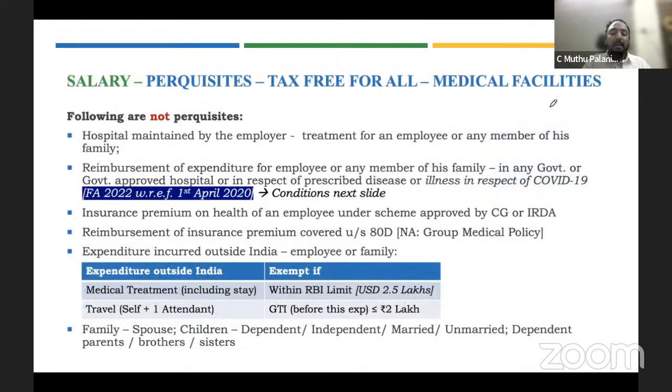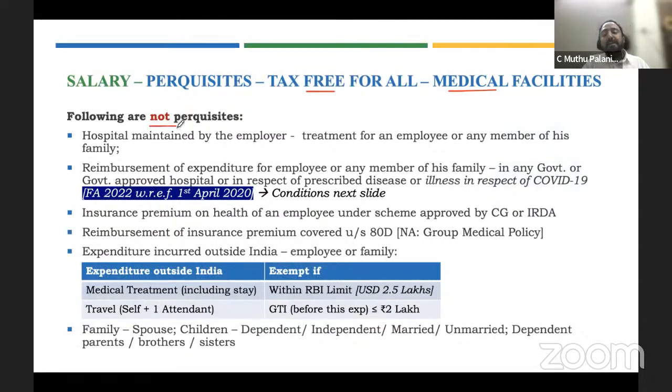The next thing, medical facility. It is slightly critical because it might be questioned very commonly. Please remember, medical allowance is fully taxable. Medical facility is a perquisite. So if the question says medical allowance, it is fully taxable. If the question says medical facility, then you have to look into perquisites. So this is what we are going to see about perquisites. Please remember, we said it is tax-free for all. Now we have to understand what is tax-free.